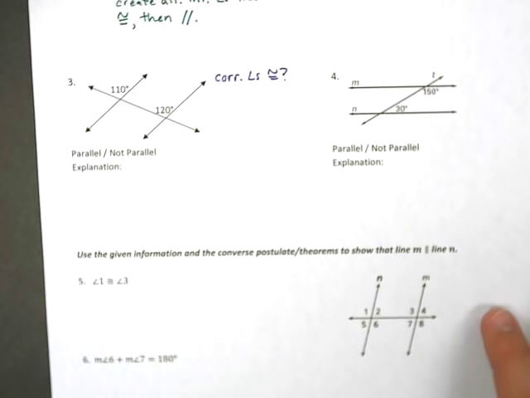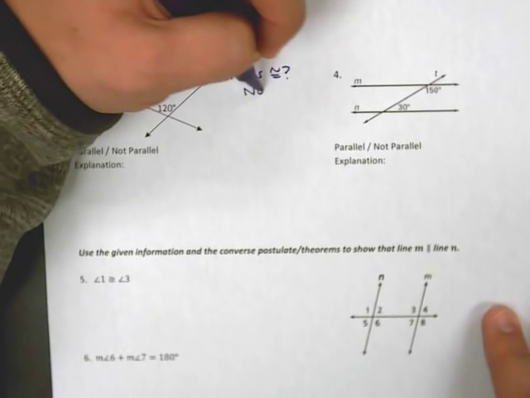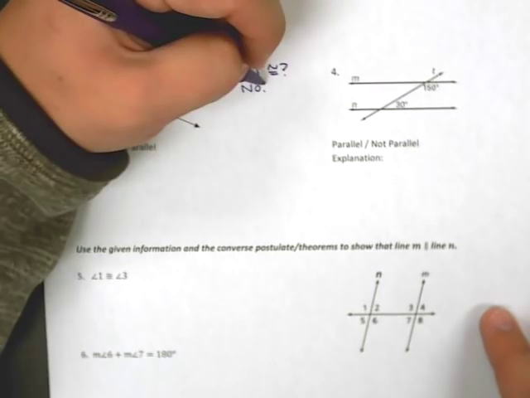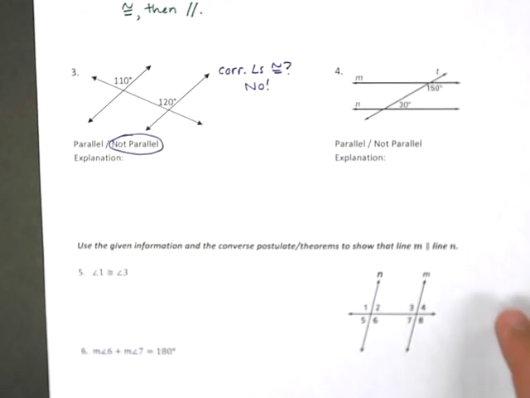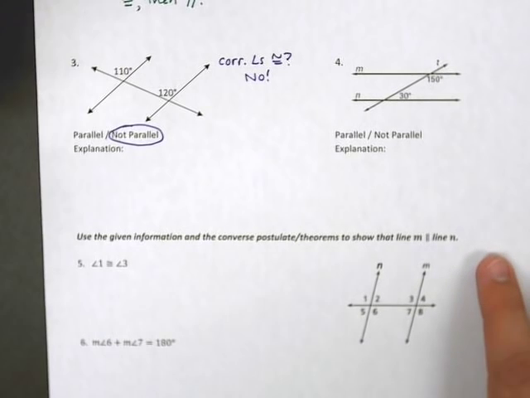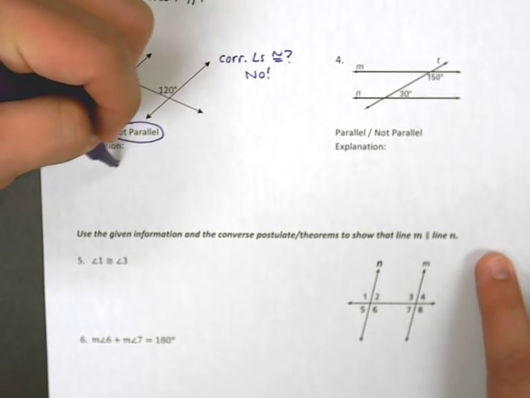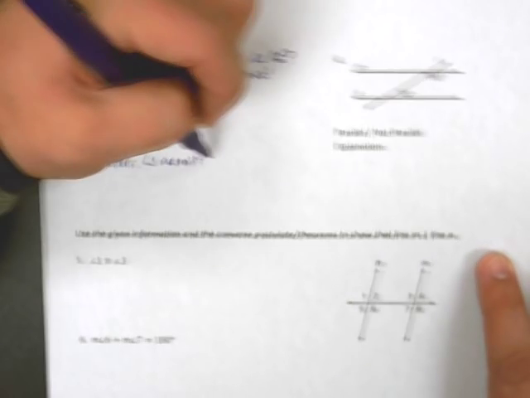Well, corresponding angles, are they congruent? 110, 120, no, they are not. So they're not parallel. All right? If the corresponding angles are not congruent, then no, the lines are not going to be parallel. And again, the explanations when the knots are way easier. We just say corresponding angles aren't congruent.